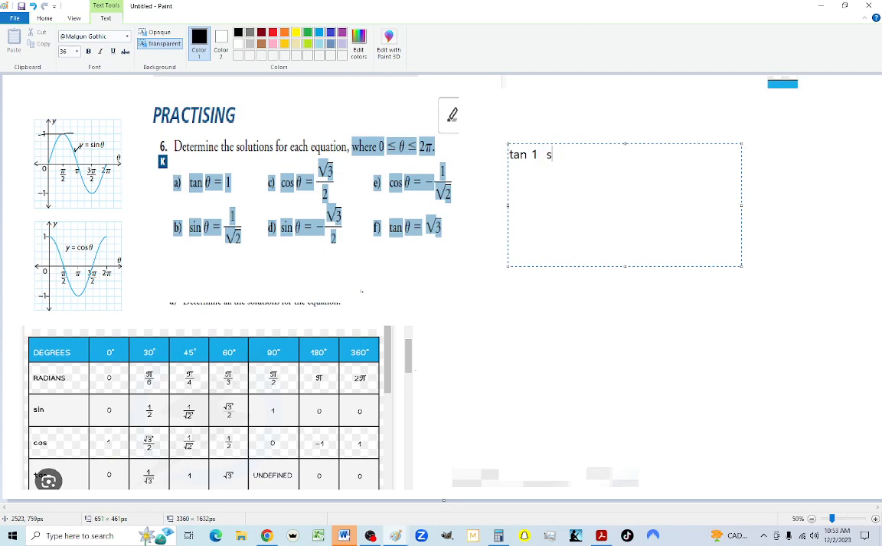Tan will be 1 where sine and cosine are the same, because tan is sine divided by cosine. It'll only be 1 where they're the same, and the only time they're the same is at 45 degrees. Tan is also only positive in quadrants 1 and 3. So I think we're going to discover, since they want radians, that it's pi over 4 and 5 pi over 4. Let's see if that's true.